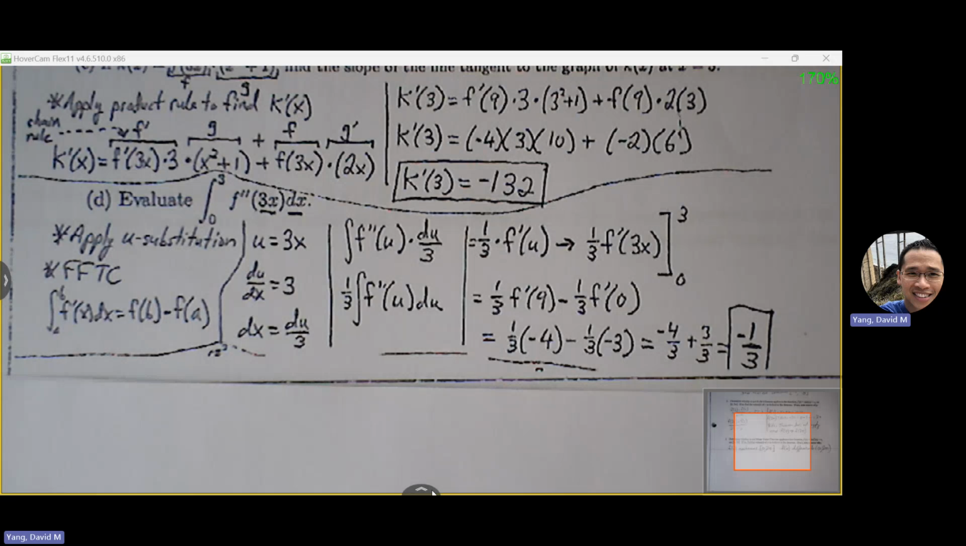We want to make sure that there's a match with variables, right? After you find your antiderivative, either you bring your 0 to 3 in terms of u, or I think most of us prefer just bring everything back in terms of x. Then use your table to get it down to a numeric answer.